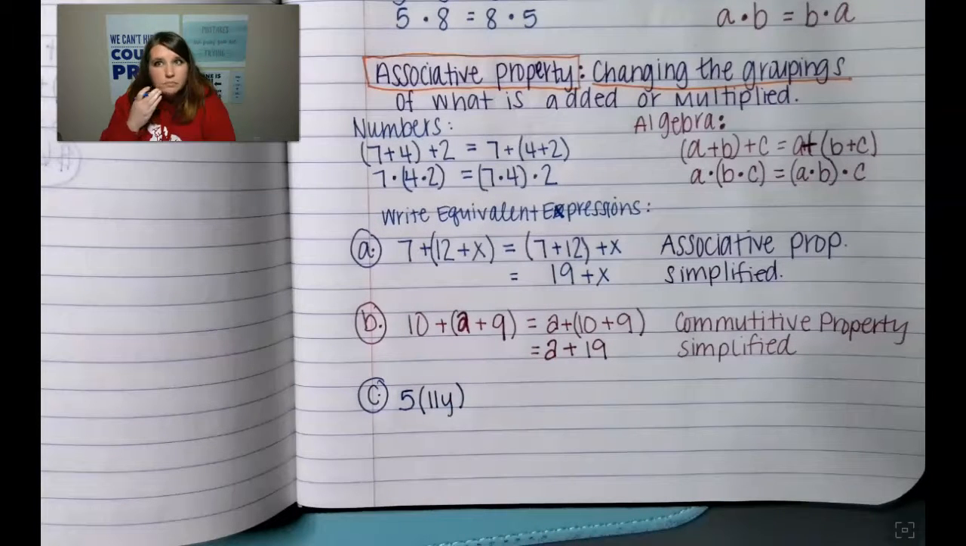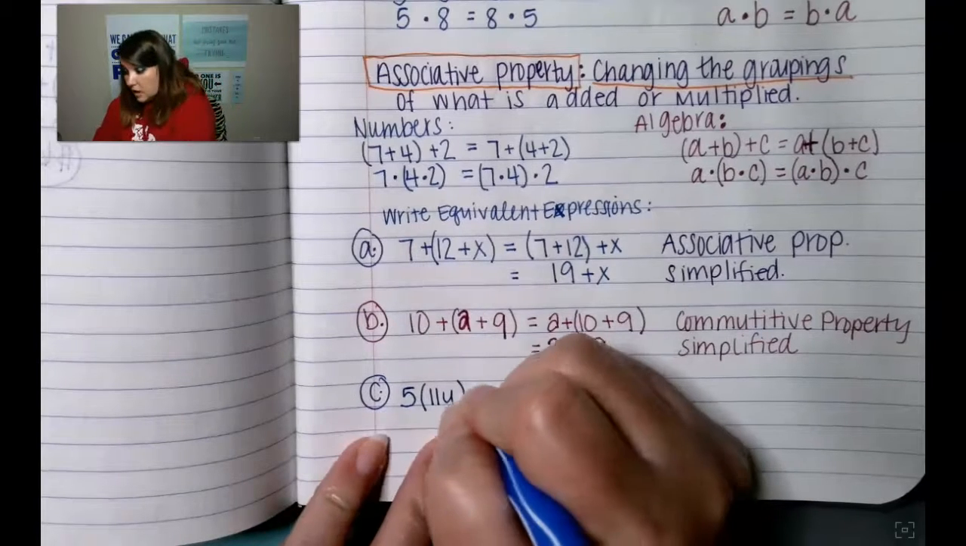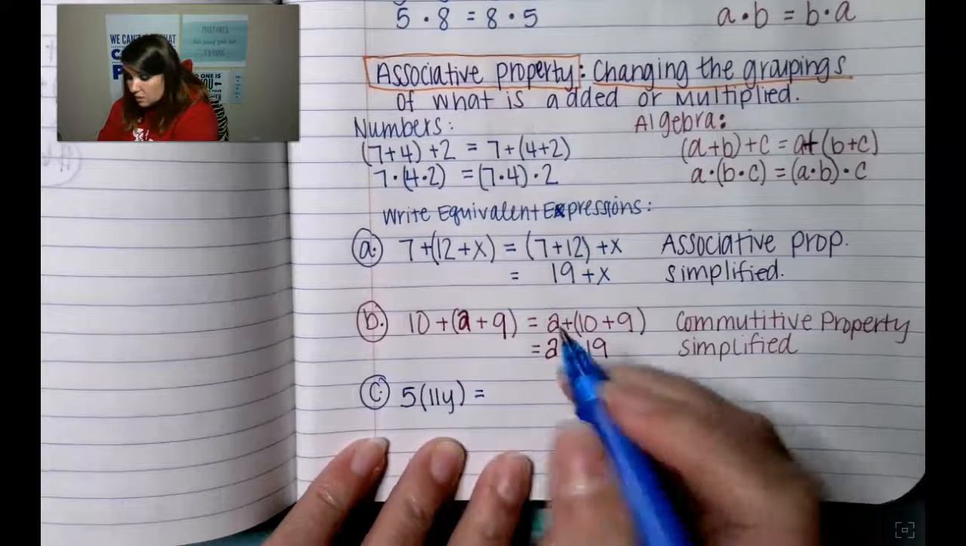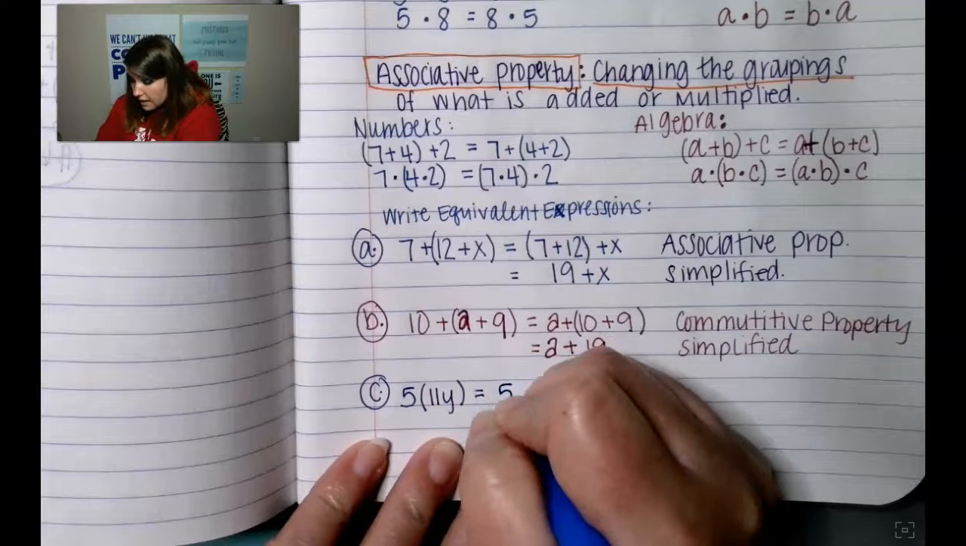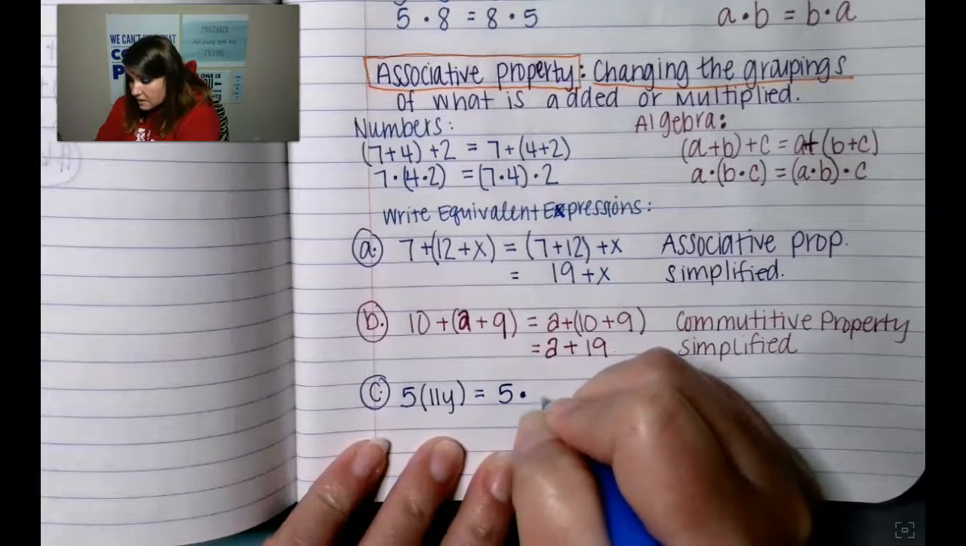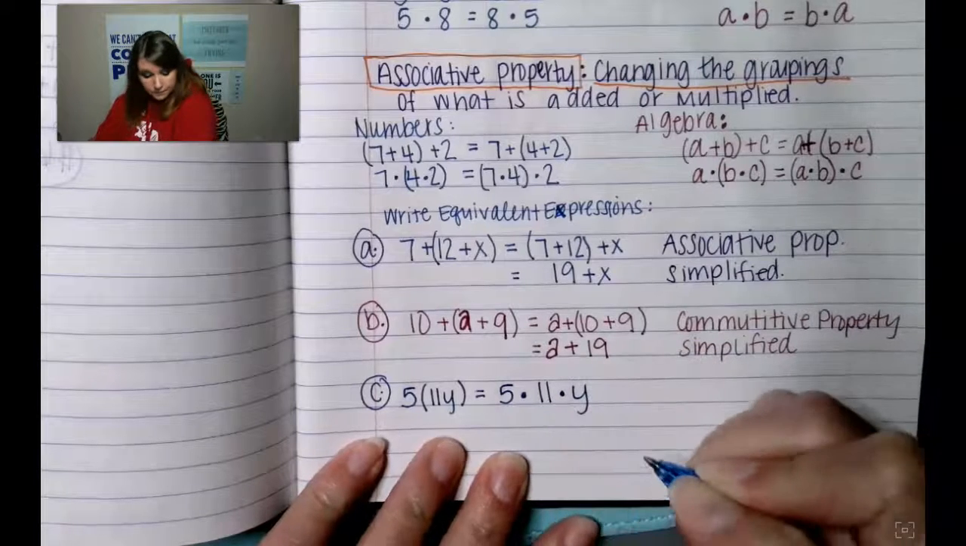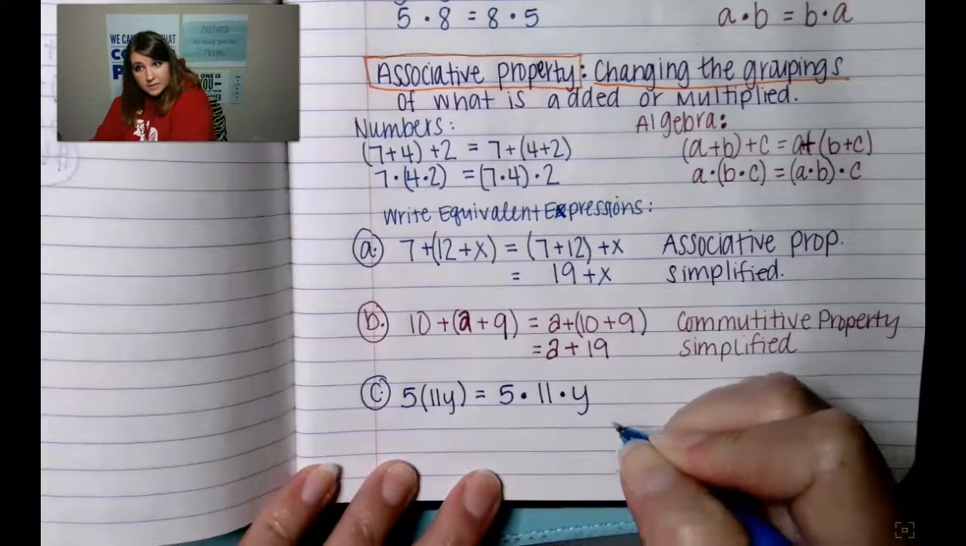Okay, so I have 5 times 11y, which is 5 times 11 times y, right? So let's rewrite that out because this is really weird. So let's rewrite this. 5 times 11 times y. Now let's move our parentheses.